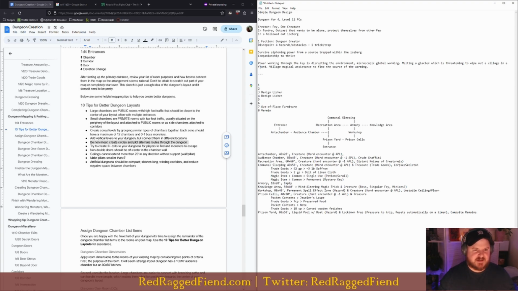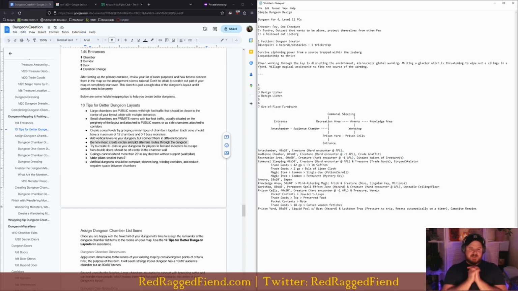Alright. Vermin. Prison cells. It's gotta be prison cells, right? What says prison more than just a rat scurrying by? Absolutely. Vermin. Alright, so we've got some benign lichen, which could go in the antechamber, the armory, or the knowledge area.